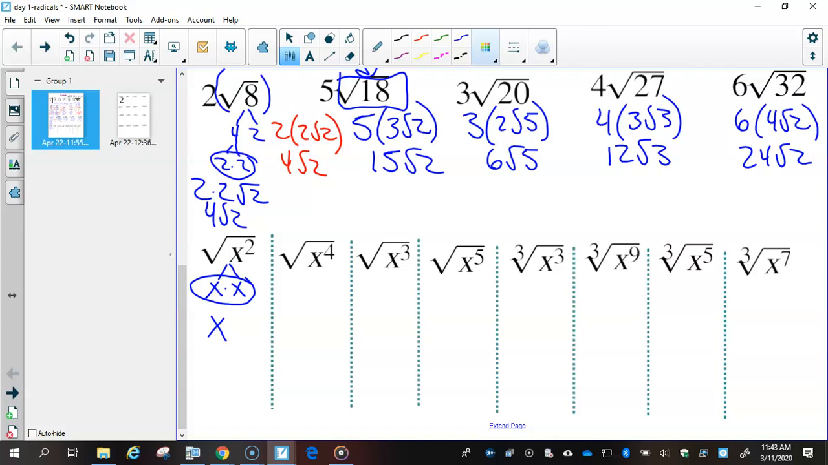Square roots and squares also undo each other. They're inverses, so that also makes sense.